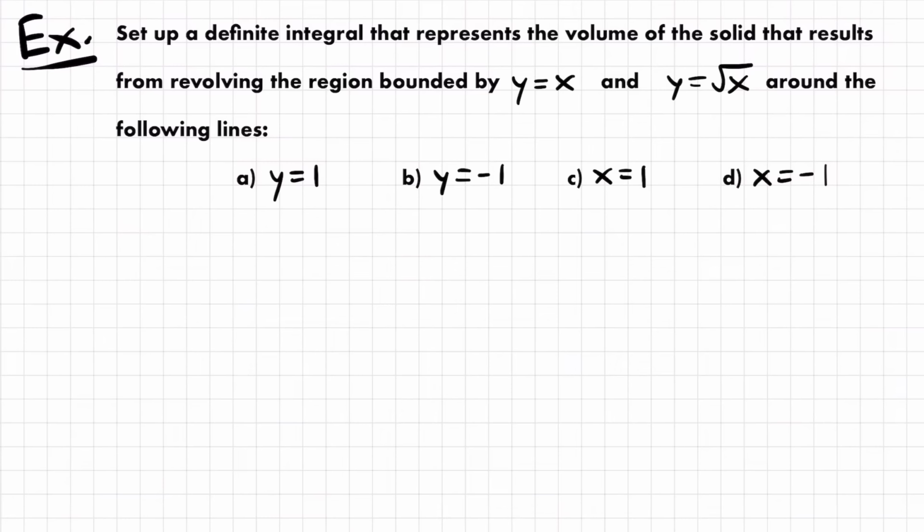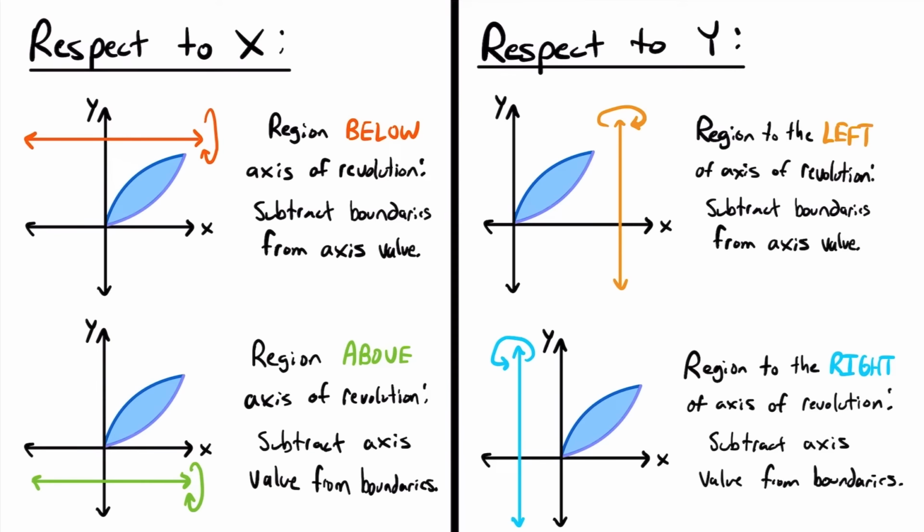Now, determining how to adjust each radius can be a little tricky, but I'm going to show you an easy guide to follow that will allow you to make those adjustments fairly quickly. And so here's what you need to know. If we're working with respect to x, meaning that the line that we are revolving around is a horizontal line, or it's parallel to the x-axis, then we have two different possibilities.